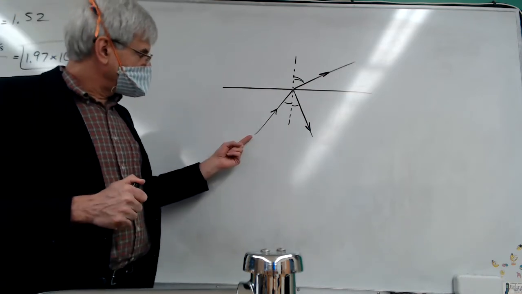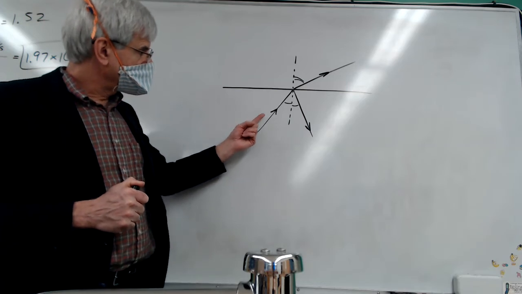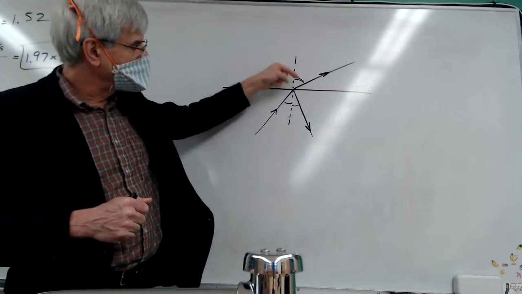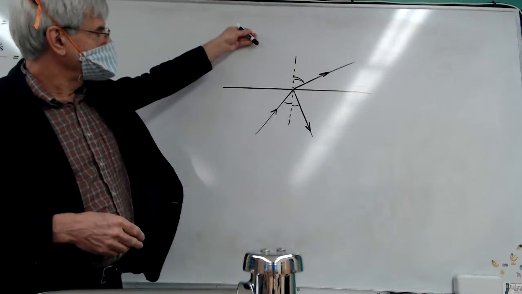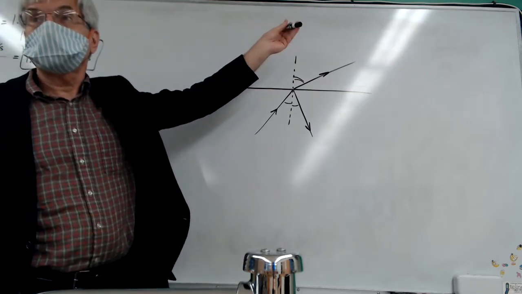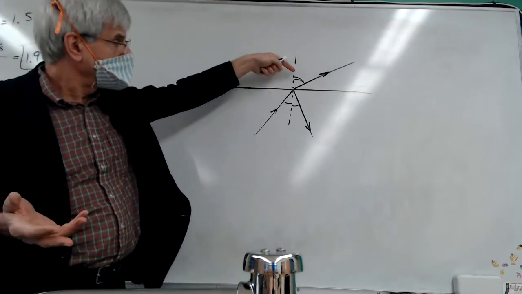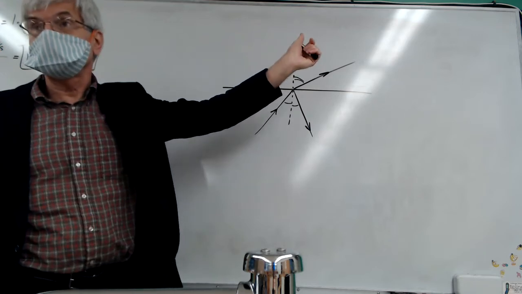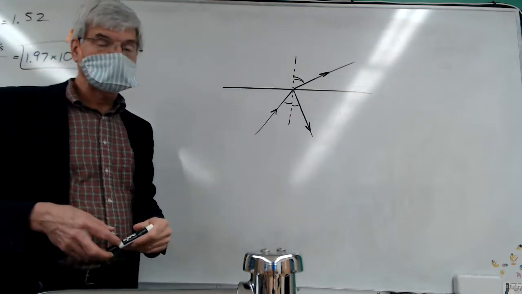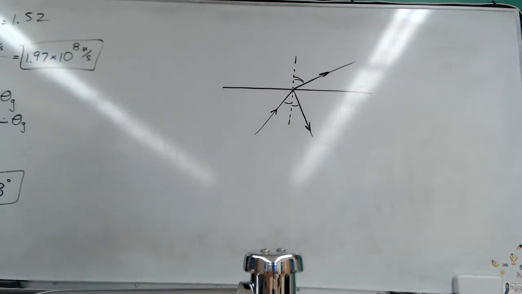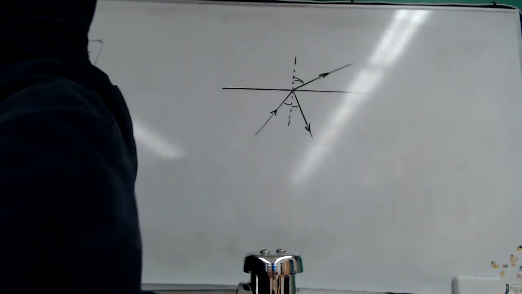This only happens when you've got light in a higher index of refraction bouncing off of a lower index of refraction. If I had my laser pointer up here in the air, you couldn't get that to happen because it's the angle in the air that gets to 90 degrees first. But if you've got light in a higher index of refraction, that's going to, beyond a certain angle, get totally reflected internally in that material.